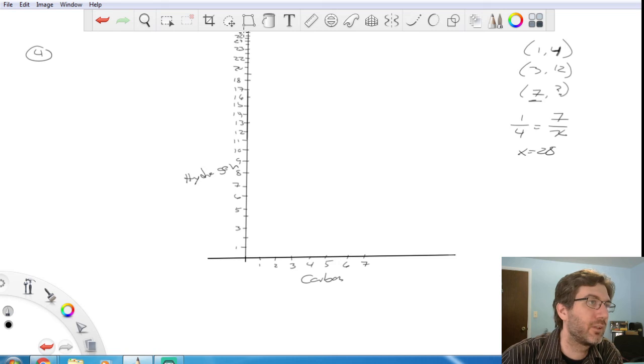And we'll just say 28's up there. And it says 7 should be up here, but let's look at 1 and 4. It's roughly there. My scale's not even here, so this isn't going to work out the greatest. And 3 and 12.